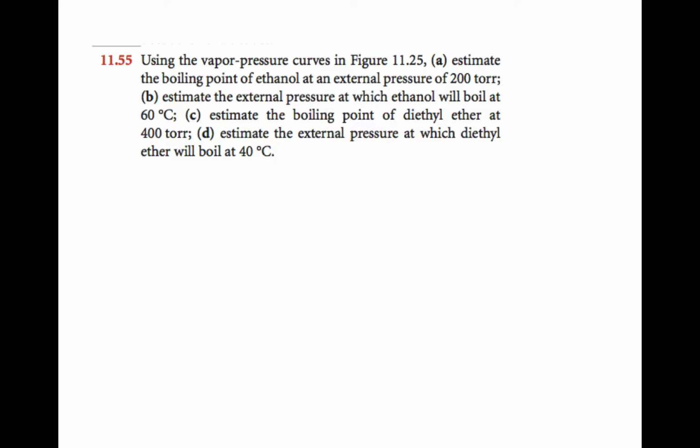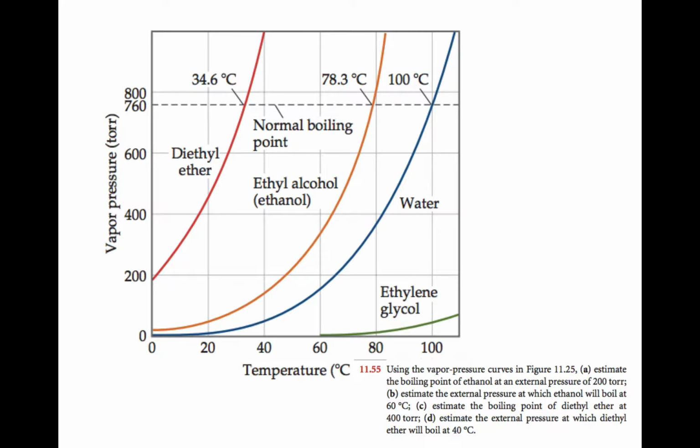So figure 2.5 is plots vapor pressure versus temperature. As you increase the temperature, you increase the vapor pressure of the liquid. So anywhere along these curved lines represents the vapor pressure. So the first one they want us to do is at 200 torr for ethanol.